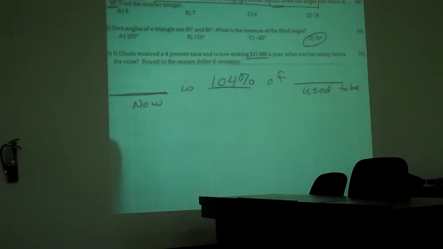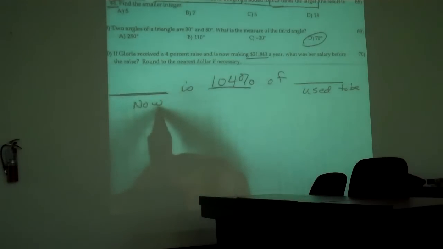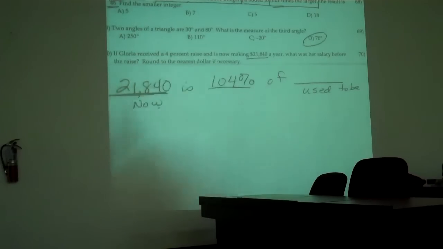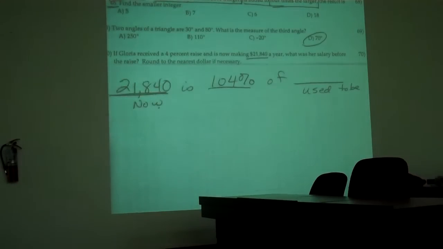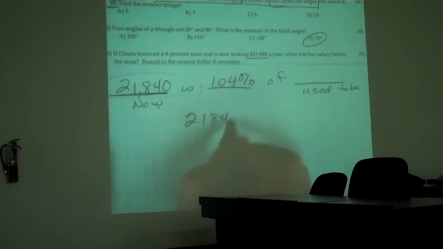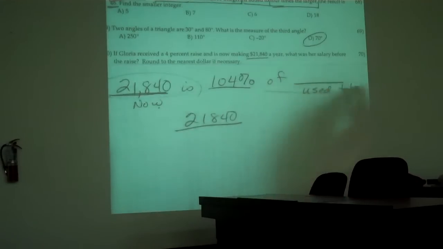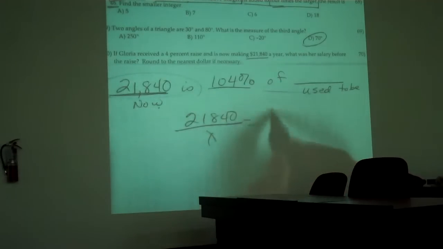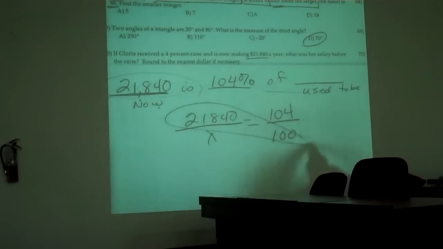Her old salary. So this is her now salary, $21,840. So put it into the is over of, you know the is, over the of, you don't know, equals the percent over 100. So that times that divided by 104.